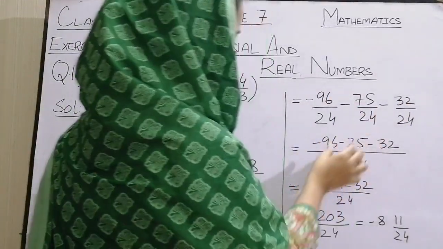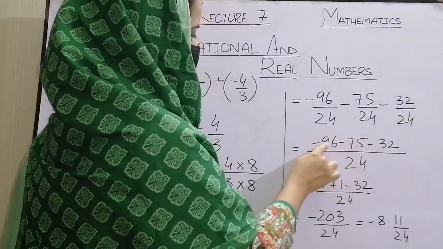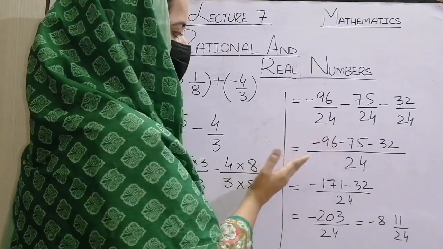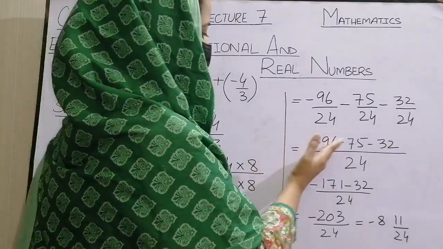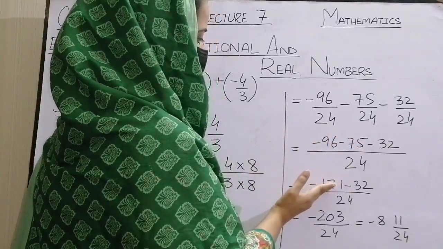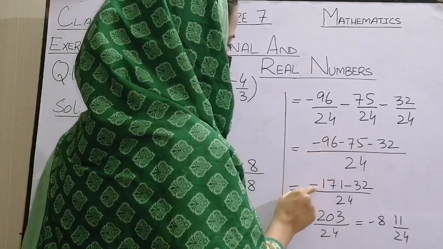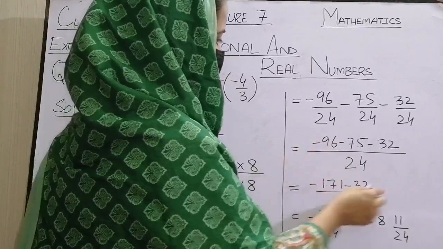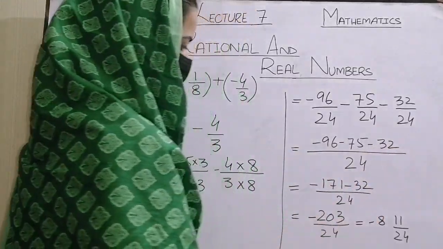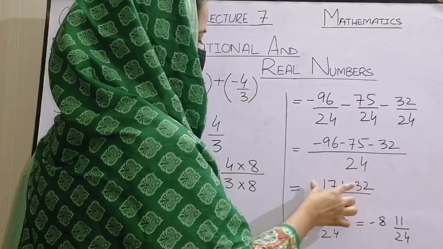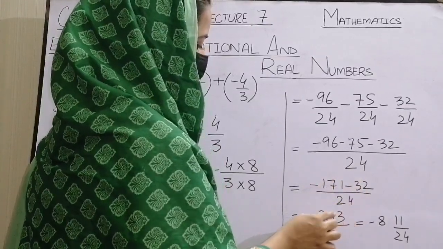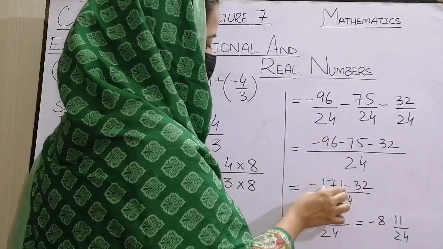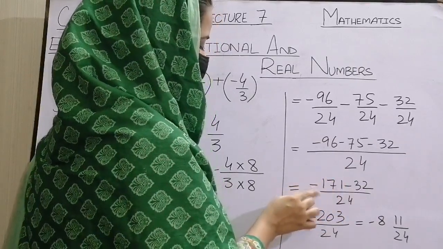Write down these numbers. Solve first two. Minus 96 minus 75. Both of these have same sign, so we will add them. Add them in rough work. 171 with a negative sign because 96 is the bigger number and it has negative sign with it. Minus 32 as it is. Both of these have same signs. Again add these. 203 with a negative sign because 171 is a bigger number and it has negative sign with it.